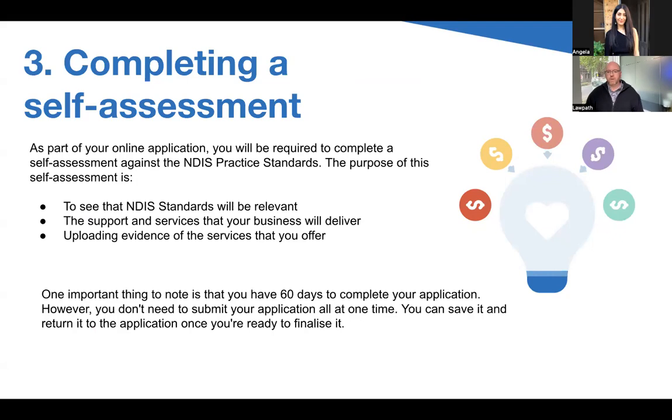The application opens, you can save it, and you have 60 days to complete it. If you have any problems with it, you can always get some specialist advice as you're going through those questions. For instance, you might need a risk management plan, but as you're going through the self-assessment, you haven't completed it yet. You can save it, go get that document, re-upload it, and then keep on going.